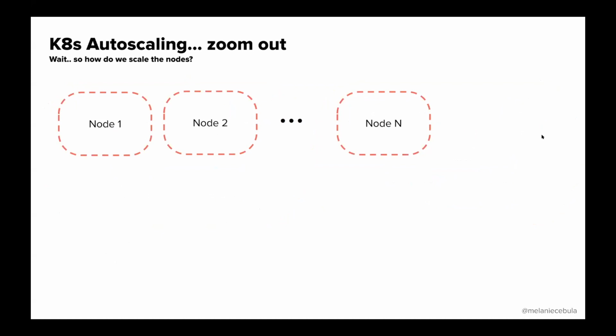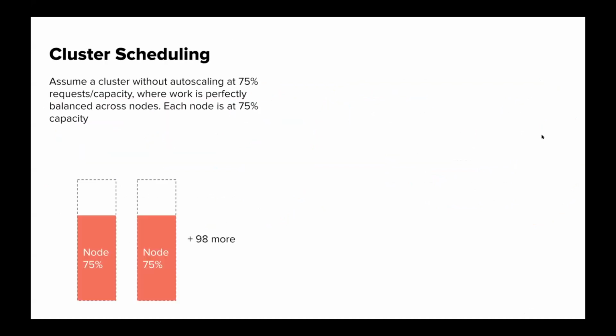So how do we scale the nodes? And I think in order to talk about cluster autoscaling, what you really need to first think about is cluster scheduling in the first place. So to demonstrate this, let's take a cluster. Let's assume it has 100 nodes because it makes the math easier. Let's assume that without any autoscaling, the nodes are 75% full. And for my definition of fullness, I'm using request over capacity.